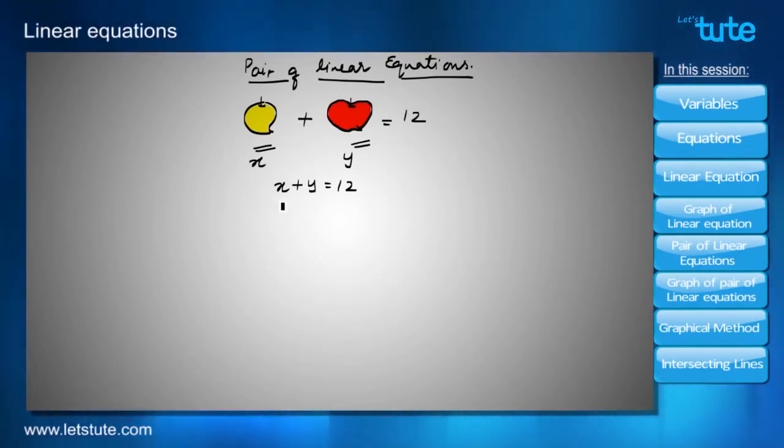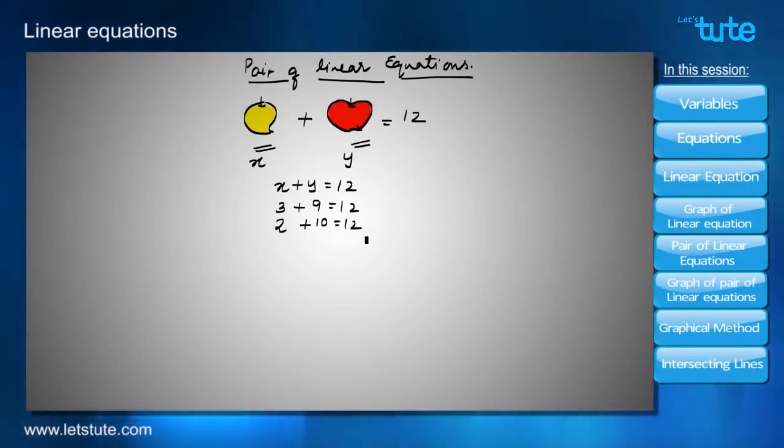Like if I assume the price of one mango is 3 rupees, then price of apple has to be 9 rupees so that the total becomes 12. If I assume the price of mango as 2 rupees, then price of apple has to be 10 rupees so that the total comes out to be 12. Similarly, if I assume the price of one mango is 4.5 rupees, then for apple it has to be 7.5 rupees, which gives us total of 12. Like that, I can go on checking for different values.